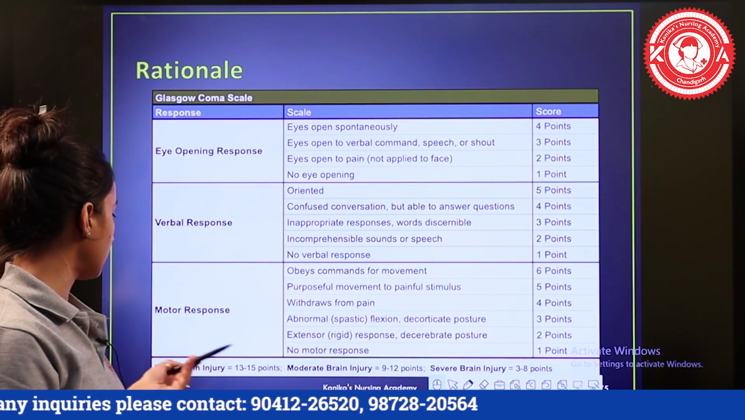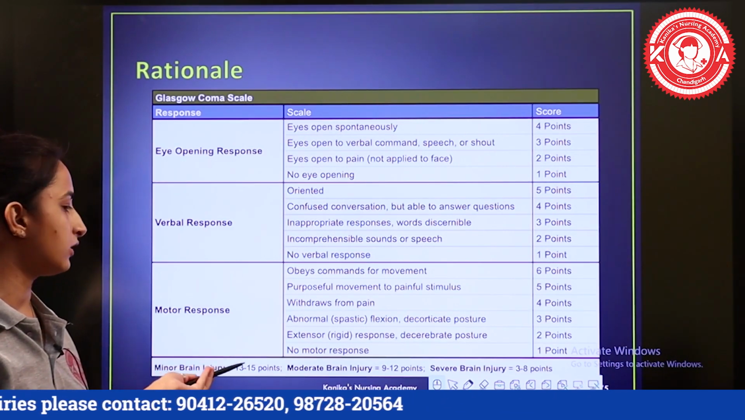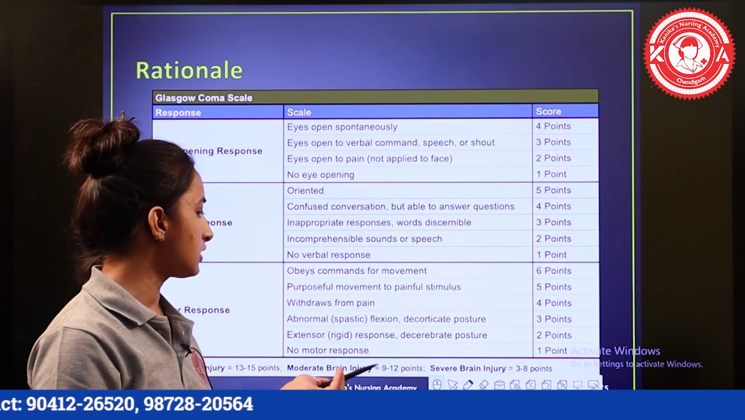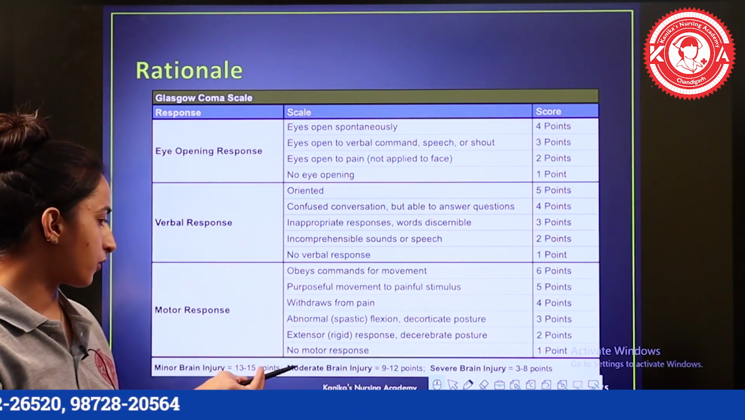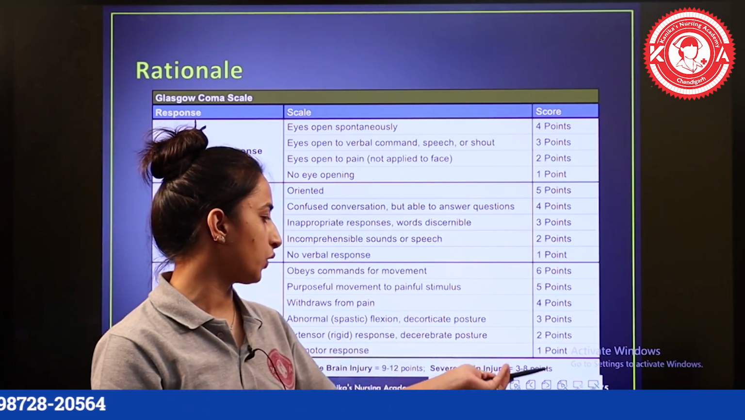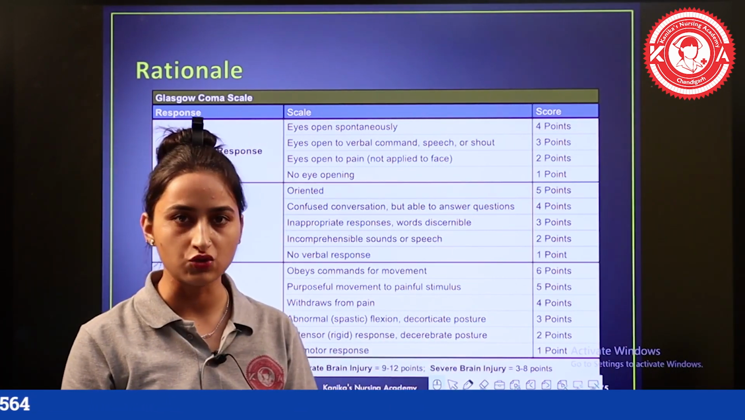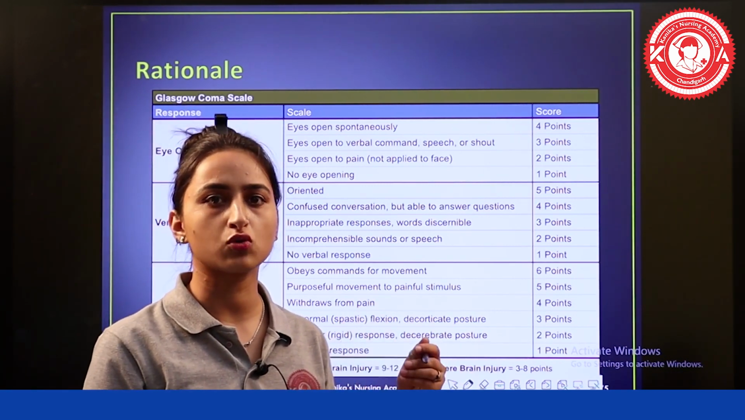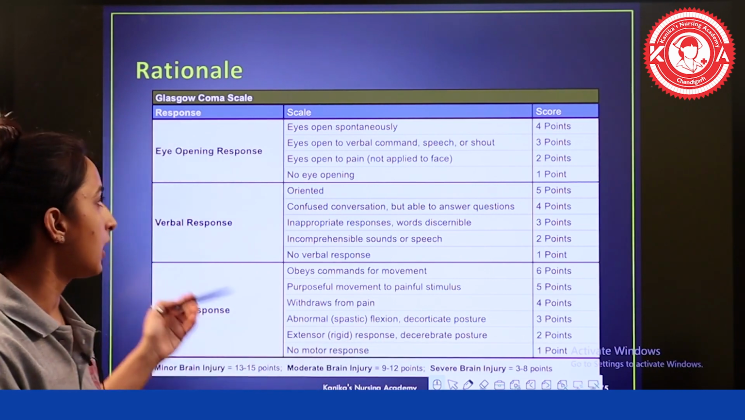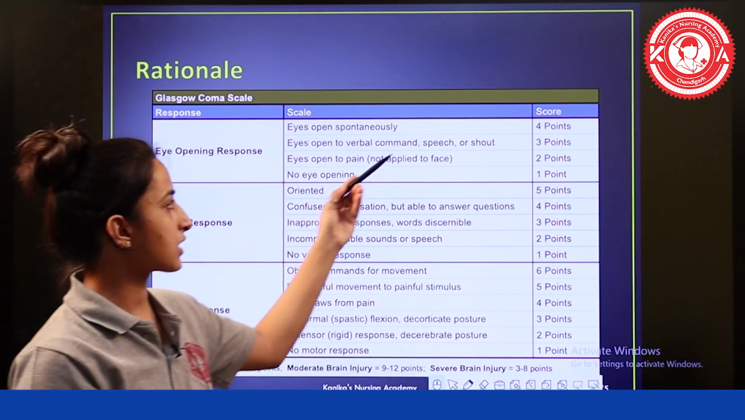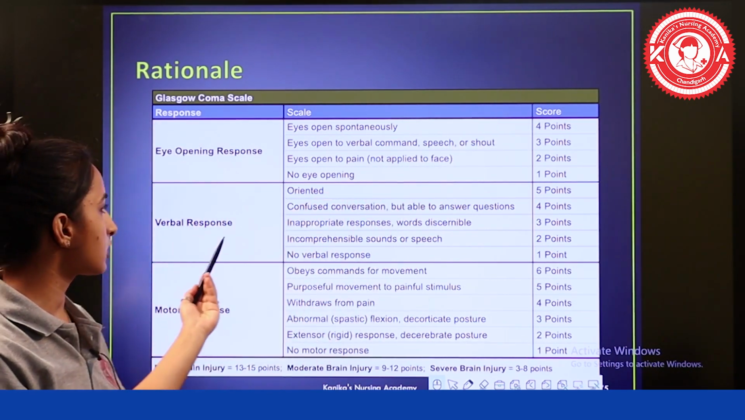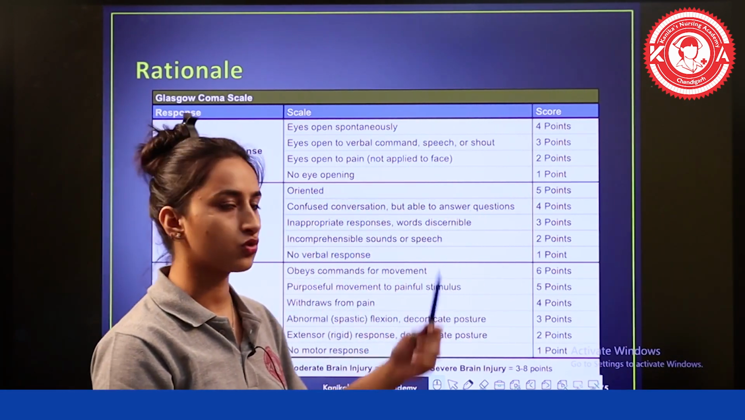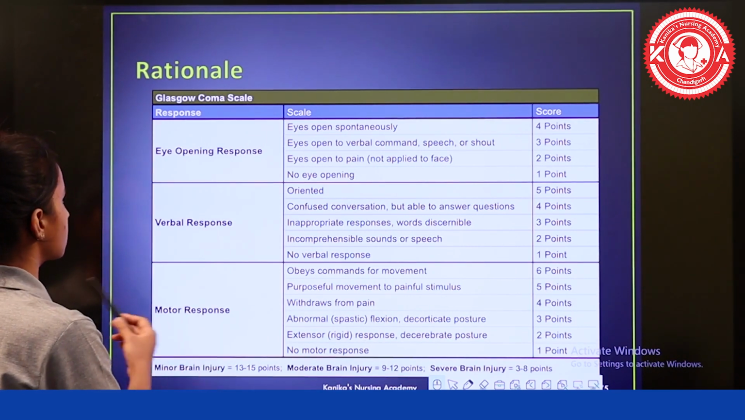Always remember, if the score is between 13 to 15, there is minor brain injury. If the score is 9 to 12, then moderate brain injury, and if the score is 3 to 8, then there is severe brain injury. The maximum score of the Glasgow Coma scale is 15 and the minimum score is 3. In eye opening response, the maximum score is 4. In verbal response, the maximum score is 5, and in motor response, the maximum score is 6. So this is the Glasgow Coma scale.